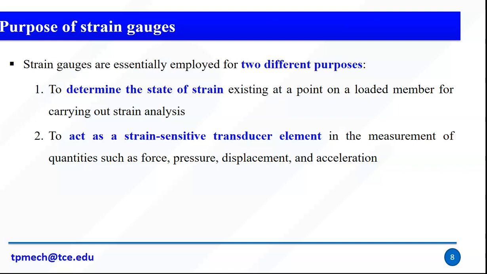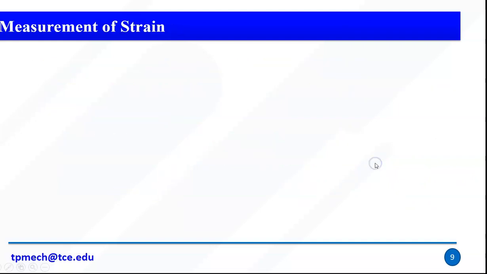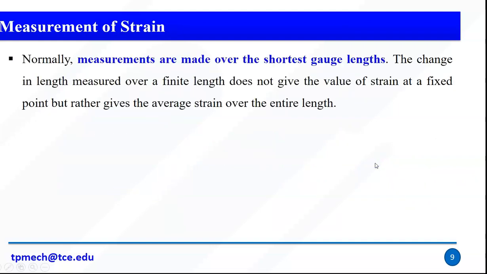So strain gauges are mainly used for two purposes. One is to determine the strain, or the causes of stresses. The second one is that it acts as a strain sensitive transducer element in the measurement of quantities such as force, pressure, displacement and acceleration. Okay, now the measurement of strain.